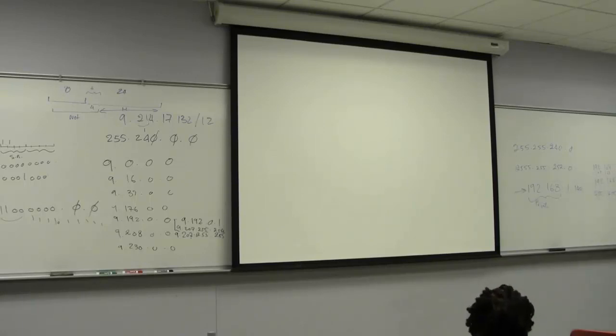192.168.2. That's correct. What's the first IP address? So you are on this subnet. What's the first IP address? 192.168.1.1. What's the last IP address? What's the broadcast address? 192.168.1.255. That's correct. What's the last IP address? 254, that's correct.